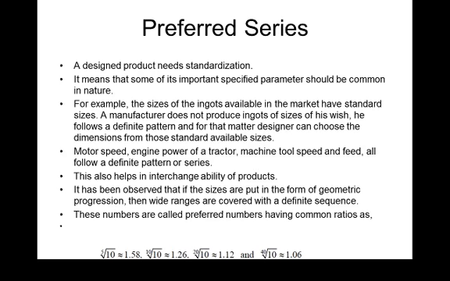For example, ingots are available in the market in standard sizes. A manufacturer does not produce ingots of sizes of his wish. He follows a definite pattern. For that matter, designers can choose the dimensions from those available standard sizes, firstly to avoid monopoly, second because they should be easily available in the market, and third because they should be interchangeable products.